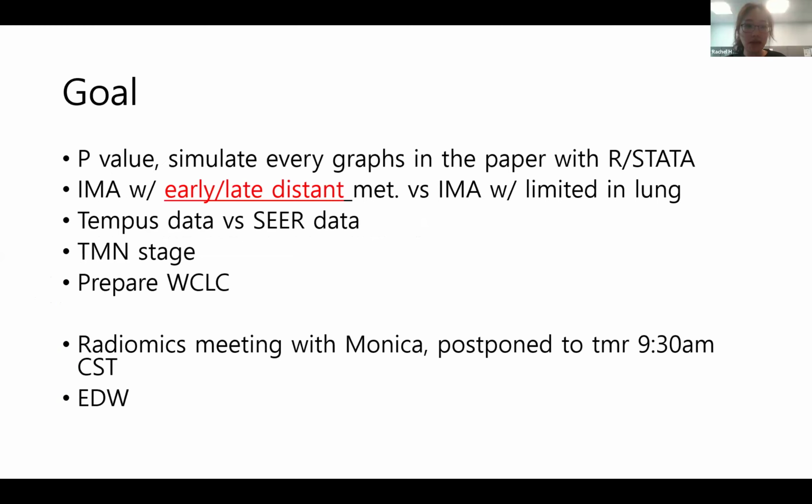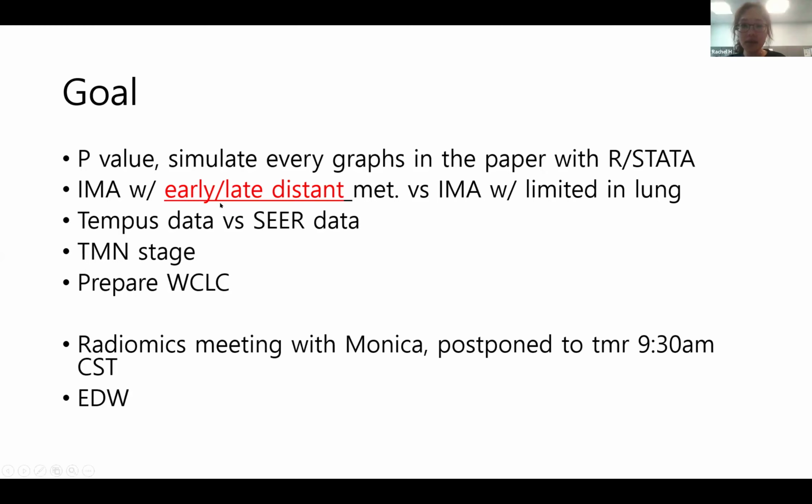And my next goal is I still have to figure out how to put in the p-value, because the data shows me the confidence interval is already 95%, but I want to put the p-value and get meaningful data. So I have to figure out and simulate every graph in the paper with R or Theta and then get the graph.